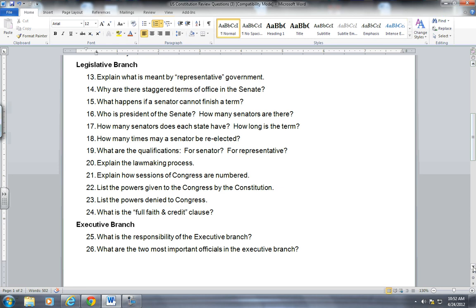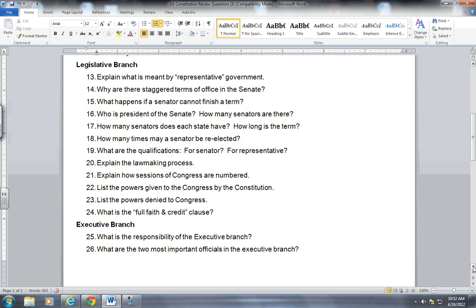22, the major powers are raise, borrow, and coin money, support armed forces, declare war, regulate immigration, issue copyrights and patents, and regulate commerce. In addition to these, under the Elastic Clause, Article 1, Section 8, Clause 18, I believe, Congress has the power in areas not specifically mentioned in the Constitution.